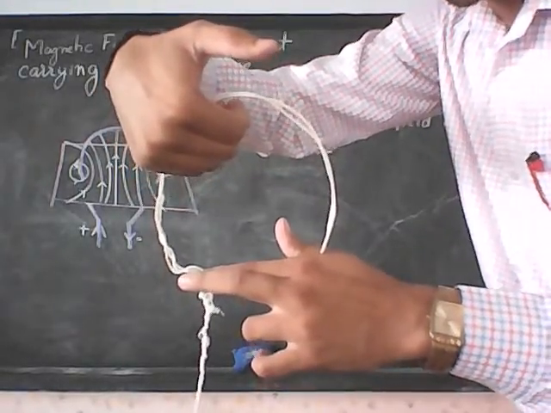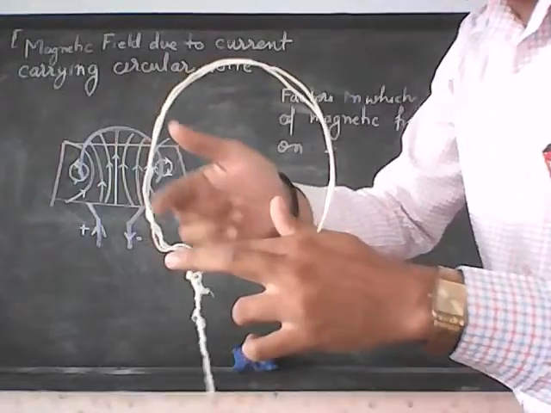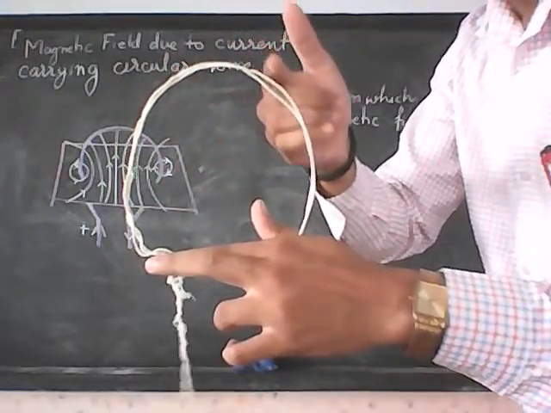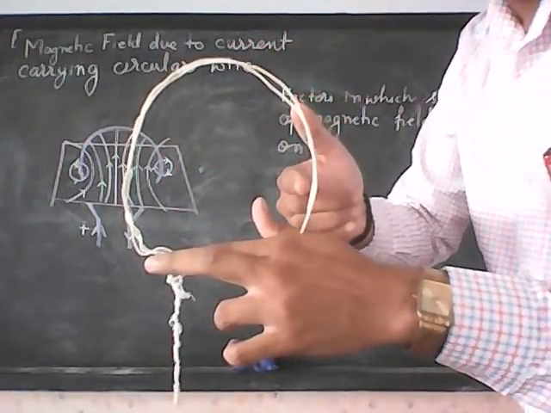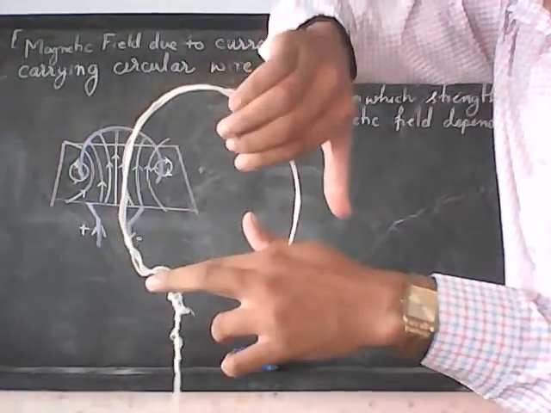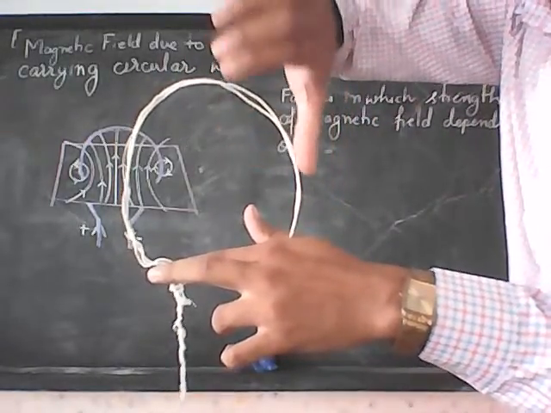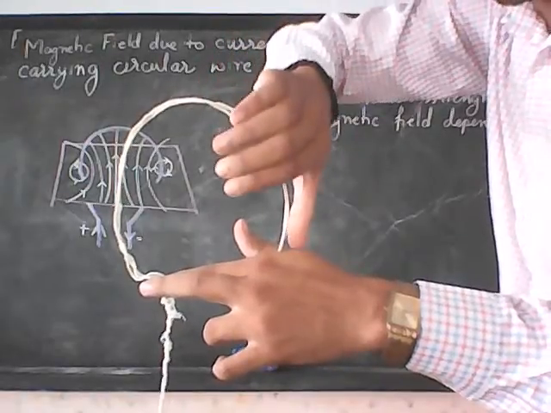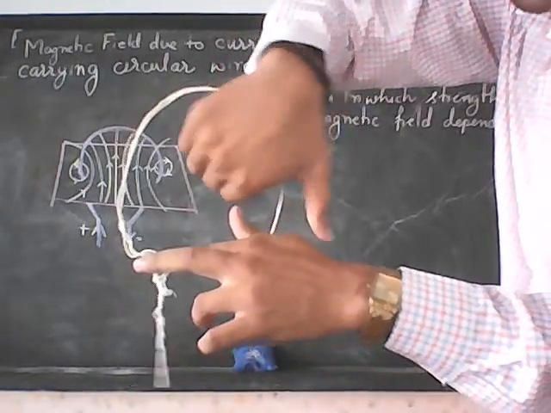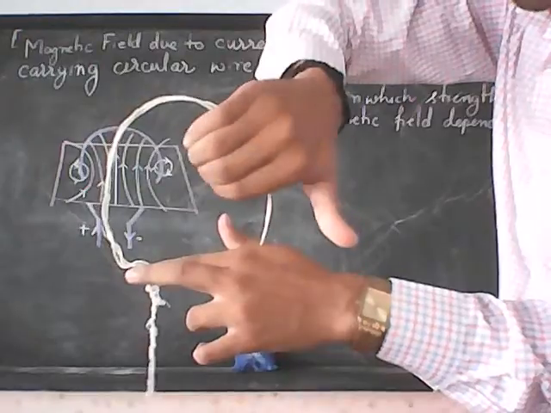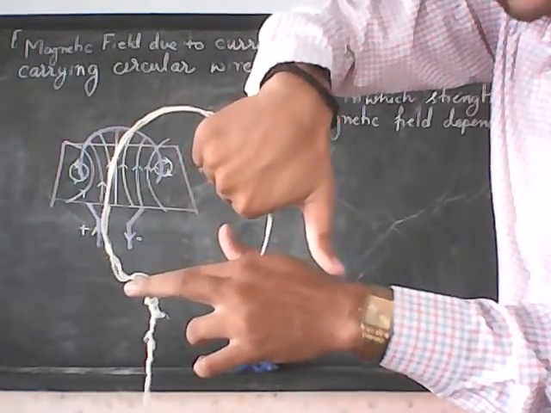Yes. Similarly, when the current is coming from this part and going this way, see, what is the direction of current? This. The thumb is the direction of current. And see the magnetic field direction? This will be the direction of magnetic field.